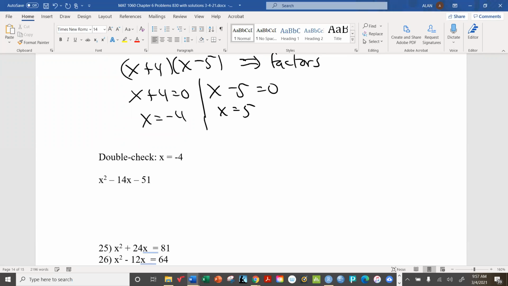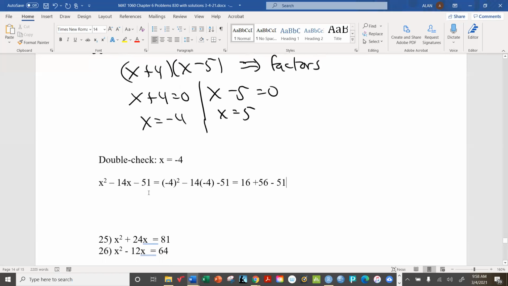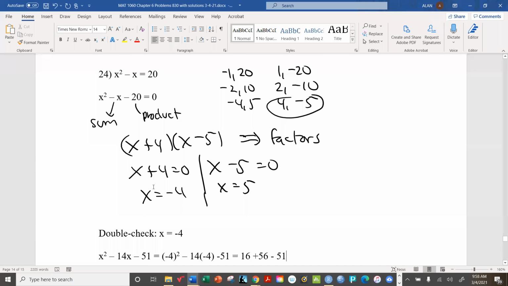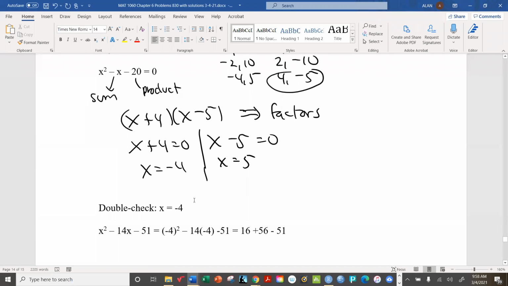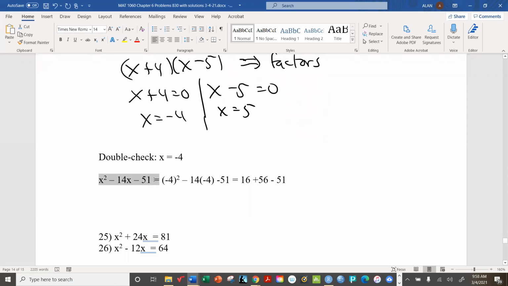X equals negative 4. Let's see if that adds up to 0. Negative 4 squared minus 14 negative 4 minus 51 is 16 plus 56. Ooh, boy, something doesn't look right there, does it? Oh, no wonder, because it's not 51. Wait a minute, I copied the wrong one. No wonder. It's x squared minus 20x minus x minus 20. Okay, that's a little bit more like it.